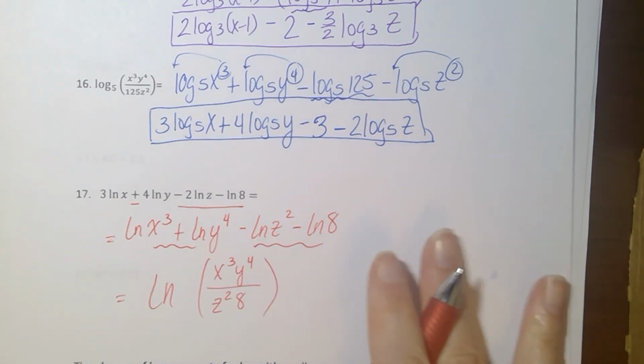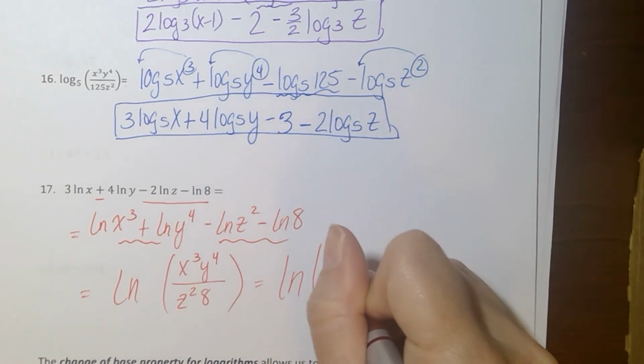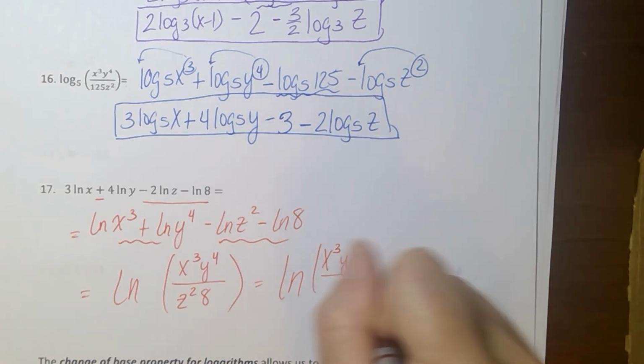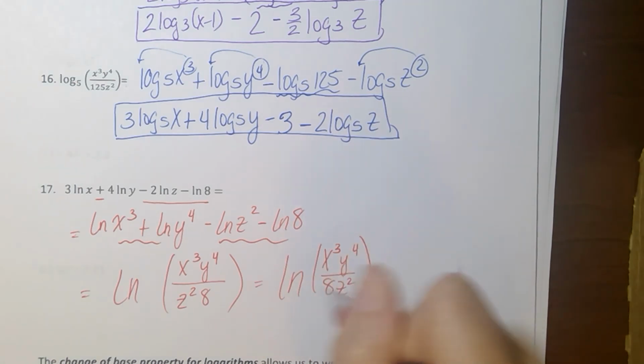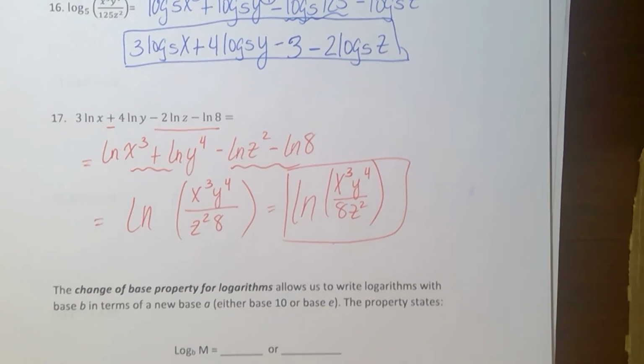Oh, you know what? I should have written that as 8z squared, shouldn't I? Let's go ahead and make that prettier. Natural log of x cubed y to the 4th over 8z squared, because in the correct form, we put that coefficient in the front of our variable.